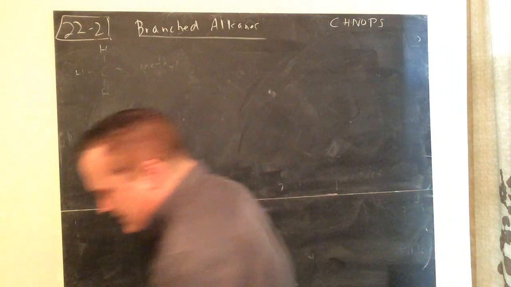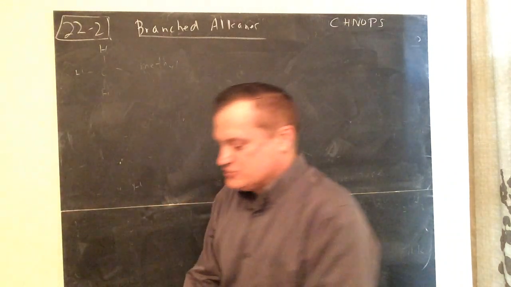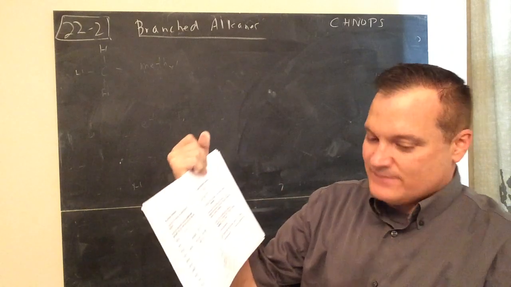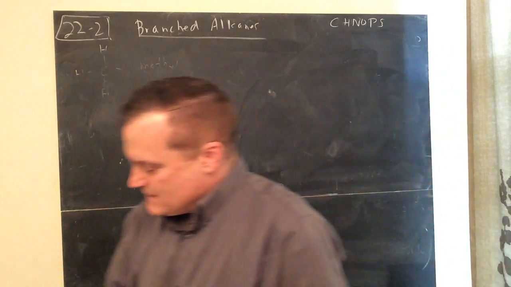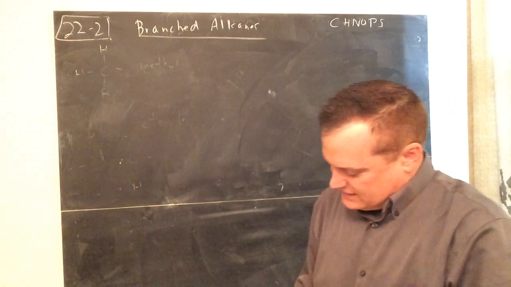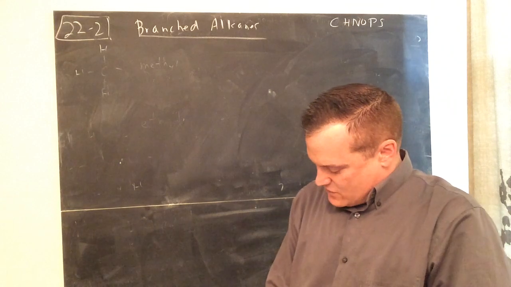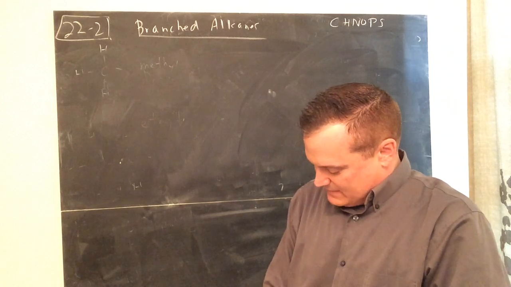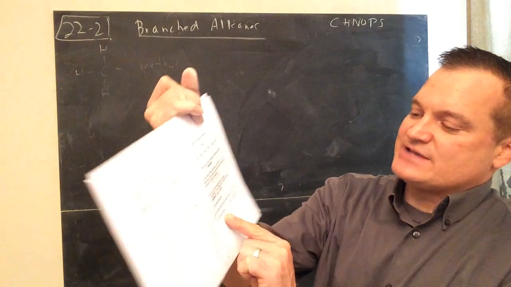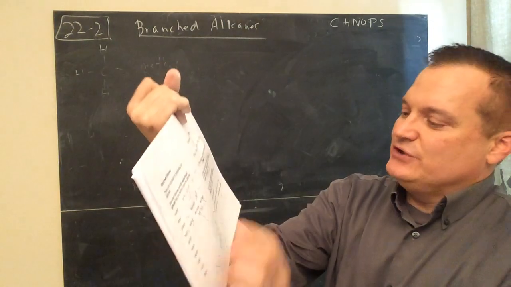And on the next page are the rules of it that I just told you about. The root is the longest continuous chain. Number groups by priority. Attached groups want to have the lowest numbers possible. And then it says, look at the substituent groups. Use the carbon. All right, 3-methylhexane. Okay, and if there are 2, use di, tri, etc. So at the bottom of that page, I will do these 2.